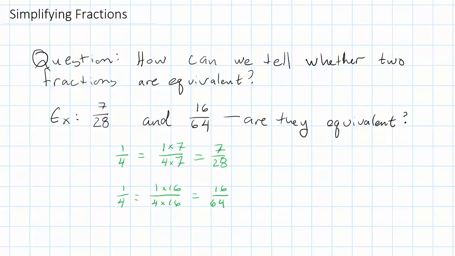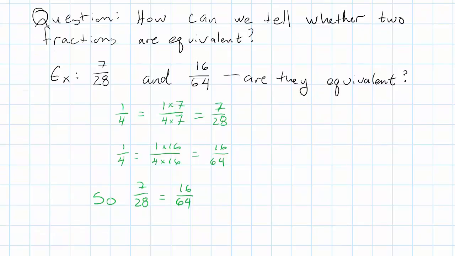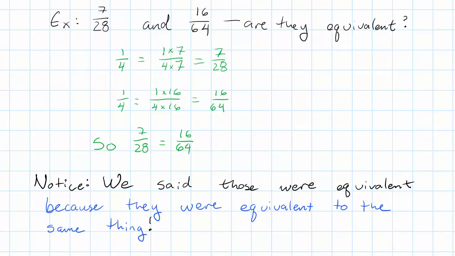equivalent to 1/4. So all three of these mark the same point on the number line. These two fractions are in fact equivalent. And notice how we did that. We said that 7/28 and 16/64 were equivalent because we knew they were equivalent to the same thing.